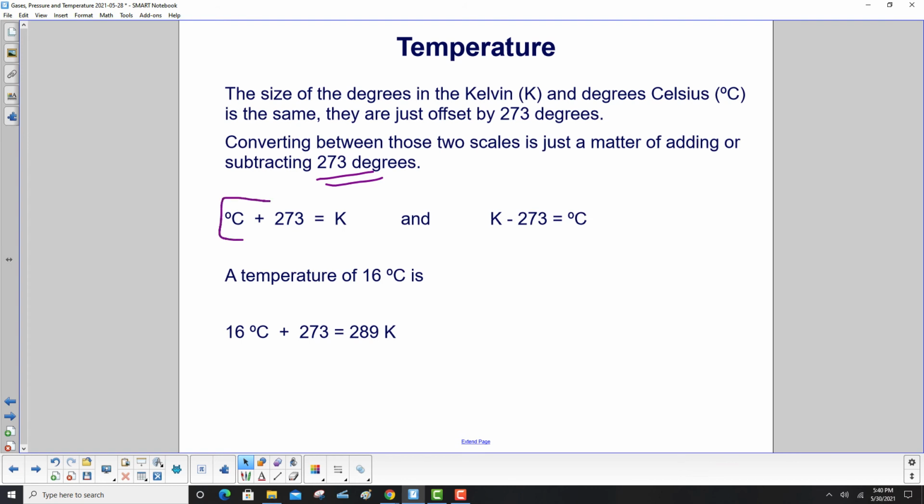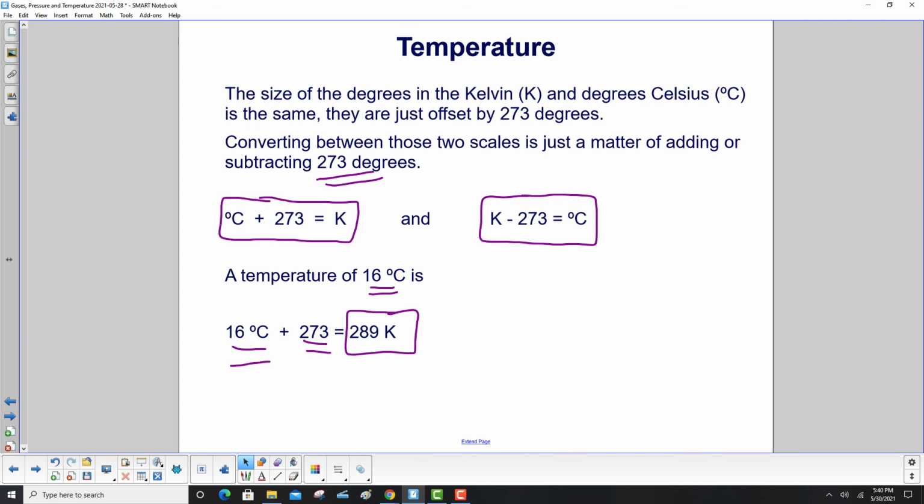So we have degrees Celsius plus 273 is equal to Kelvin. And Kelvin minus 273 is equal to degrees Celsius. And note, we don't say degrees with Kelvin, we just say Kelvin. So a temperature of 16 degrees Celsius is, we add 273 and we get 289 Kelvin.